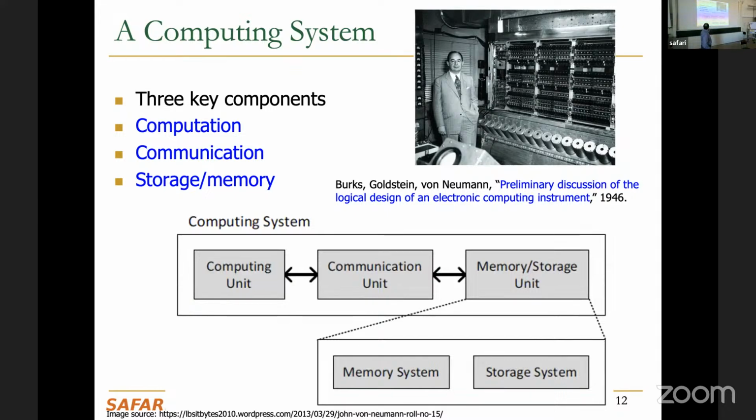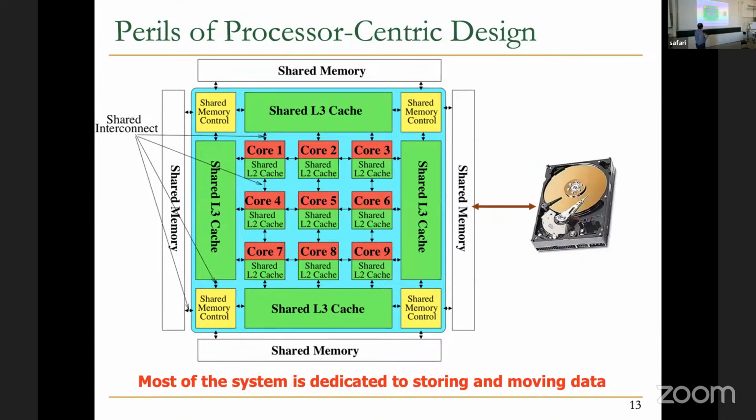Basically, we need to load data from the memory system through the communication unit to the computation unit, like the processor. We analyze the data and then store it back to memory. So you can see that we need to move data a lot, and all the computation is happening in one place, which is not really intelligent. Most of the system is dedicated to storing and moving data as a result of this von Neumann model. This is, for example, the processor-centric design that we have today.